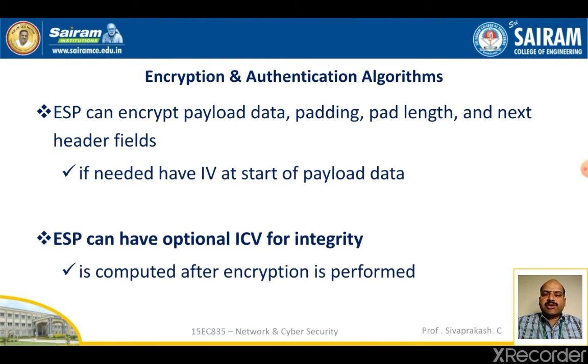The ICV field is optional. It is present only if the integrity service is selected and is provided by either a separate integrity algorithm or a combined mode algorithm that uses an ICV. That means the ICV is computed after the encryption is performed. This order of processing facilitates rapid detection and rejection of replayed or bogus packets by the receiver prior to decrypting the packet, hence potentially reducing the impact of denial of service attacks.